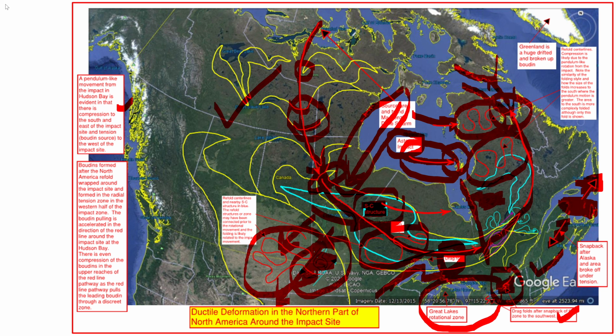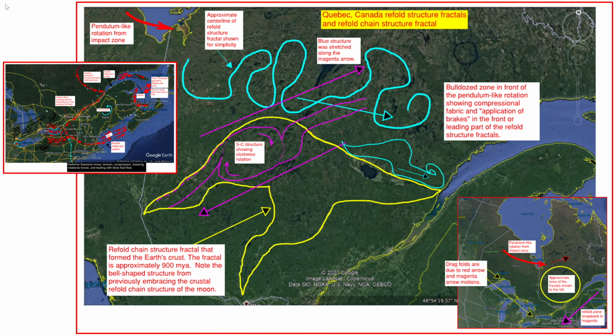One other thing I missed here: Greenland is a huge drifted and broken up Boudin. It's on the outside fibers of a rotational zone, and you can see that from a different angle. All right, the main featured fractals here are in Quebec, Canada.